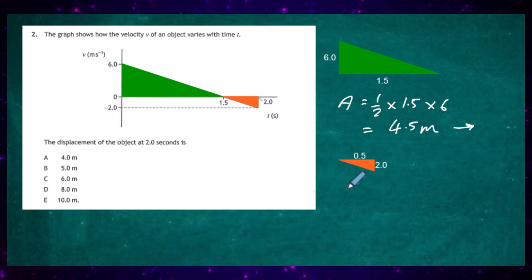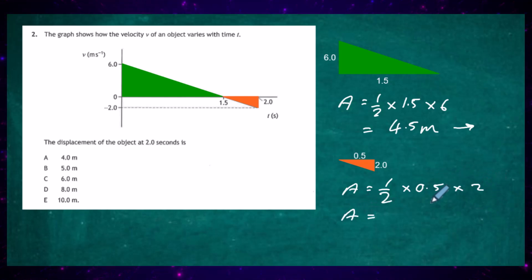We work it out. We get an area equal to 1/2 the base as usual. So it's 1/2 times 0.5 times 2, and therefore we get an area equal to 0.5 meters. But remember, it's going in the opposite direction. It's going in that direction there.